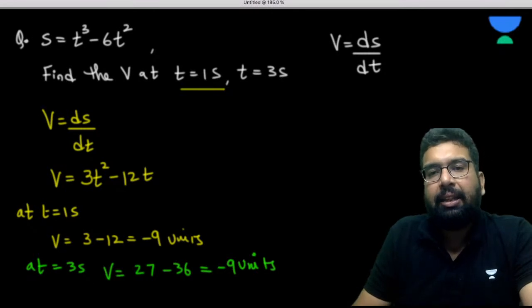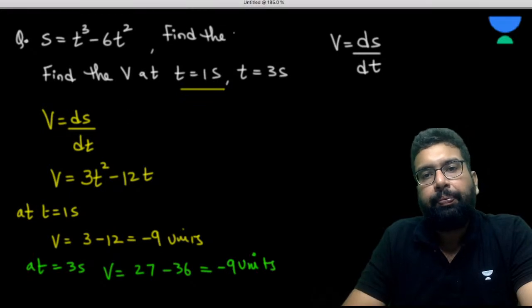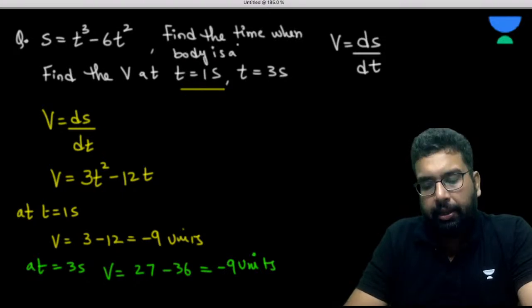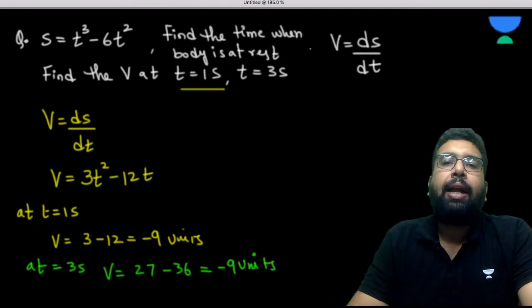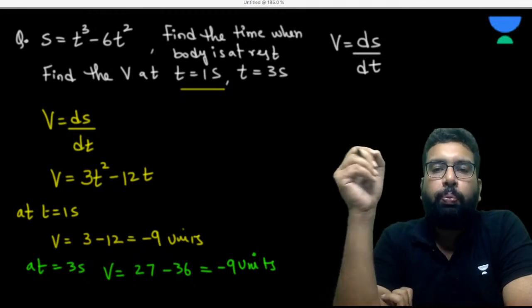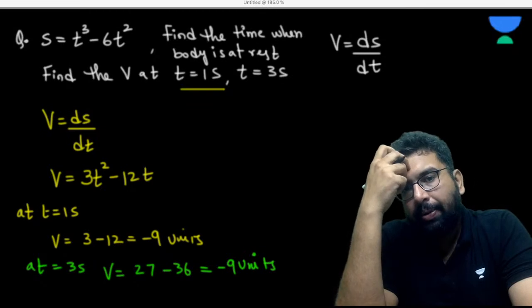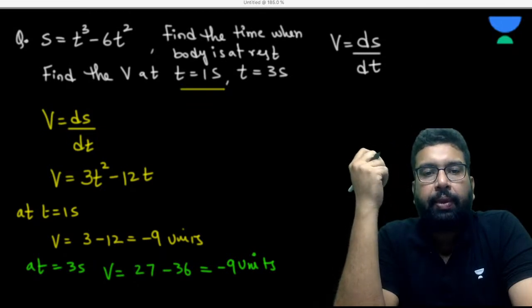Now please understand this. Let's add some more parts to it. Now what do you do? Find the time when the body is at rest. Okay, let's suppose that the body is at rest. So at some point of time the body may be at rest. So you have to find at what point of time the body is at rest. Can you do that? Please try to do it.